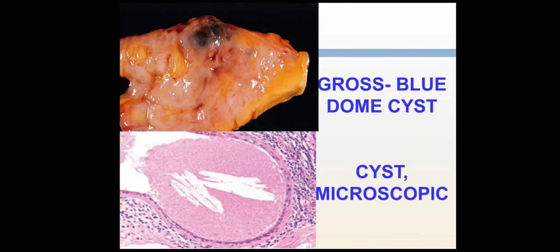Coming to the gross picture of the cyst, usually the cyst presents as blue colored cystic structure with jelly-like appearance, that's called as blue dome cyst, and microscopically there will be dilated glands lined by flattened cells, and the lumen is filled with secretory proteinaceous material. And what you're seeing here is a clear space showing a cholesterol crystal. Can you see this whitish space? That is nothing but cholesterol crystals.